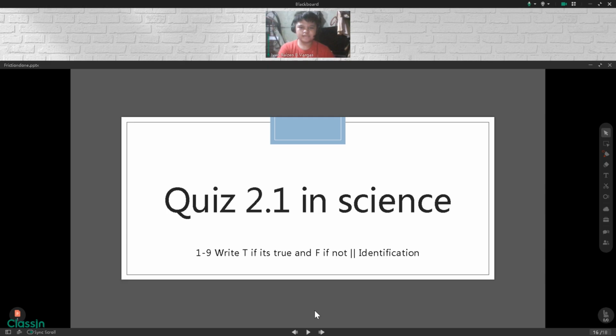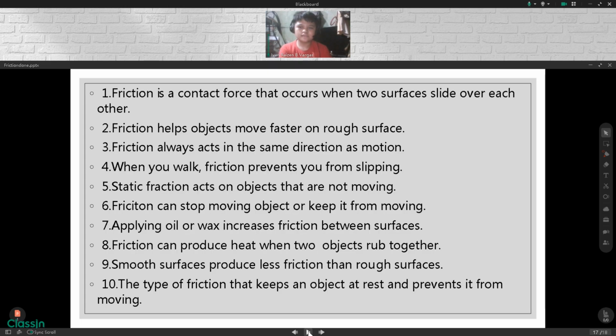This is the quiz in science. Just write T if the statement is true and F if not. And number 10 is identification. This is the quiz.